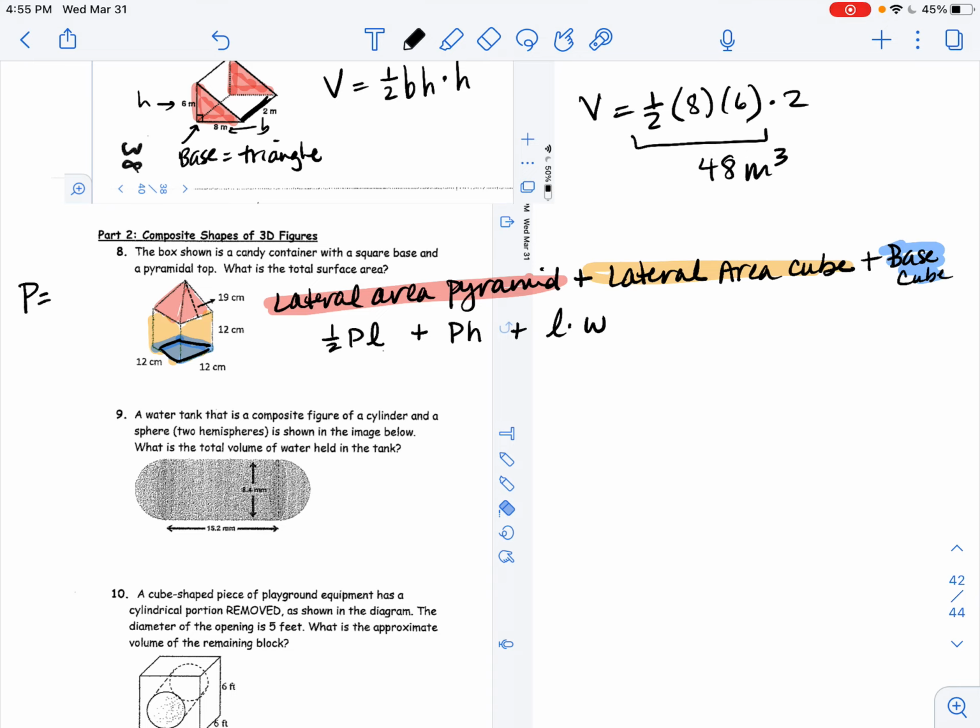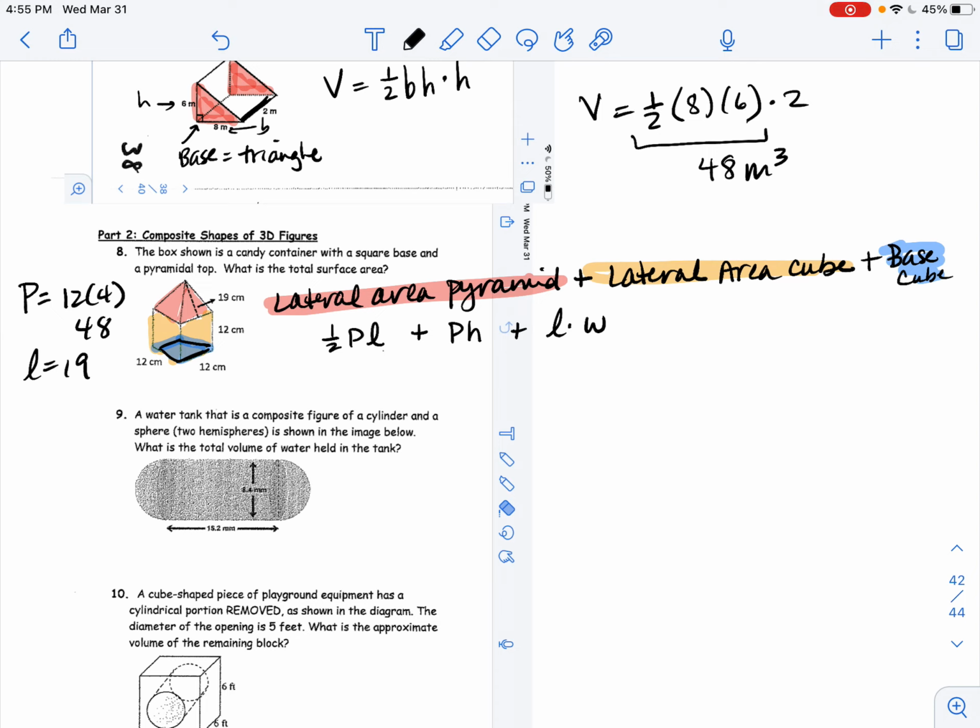Now the perimeter, we just need to add this up. Each side is 12, so it's going to be 12 times 4, and so that's 48. And we do need to figure out, let's see, we know the slant height. The slant height is 19. What else do we need to figure out? Oh, the height. We need to figure out this guy.